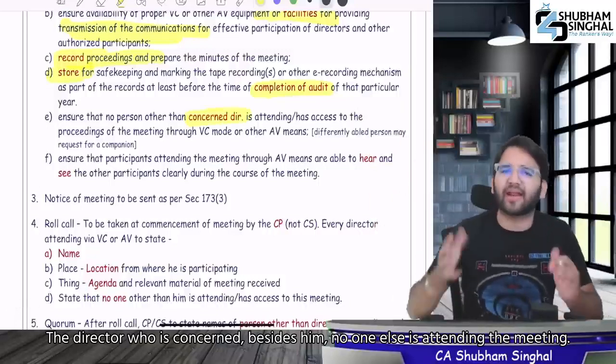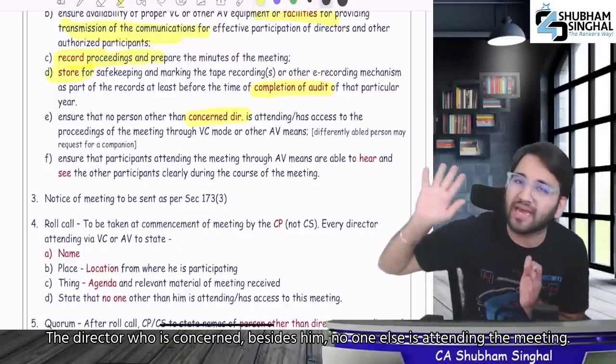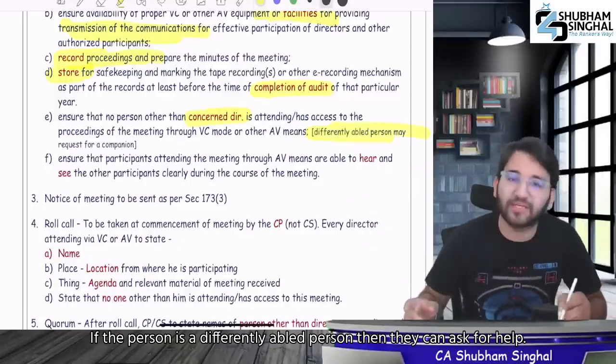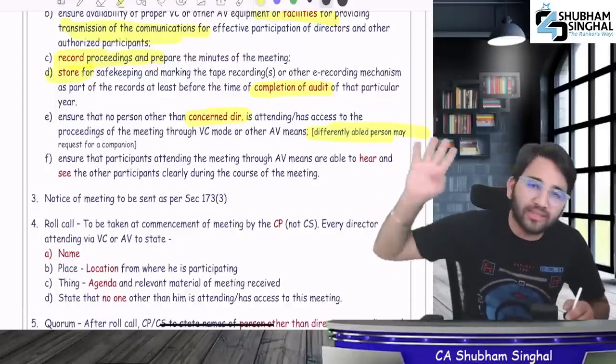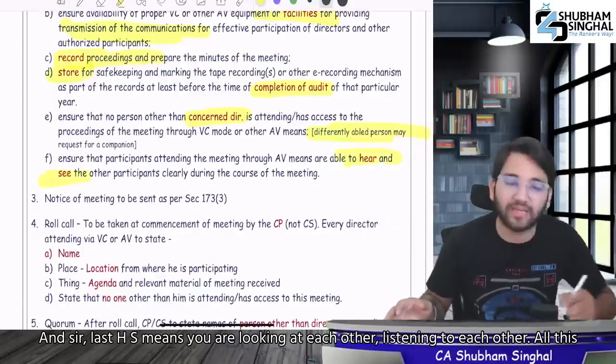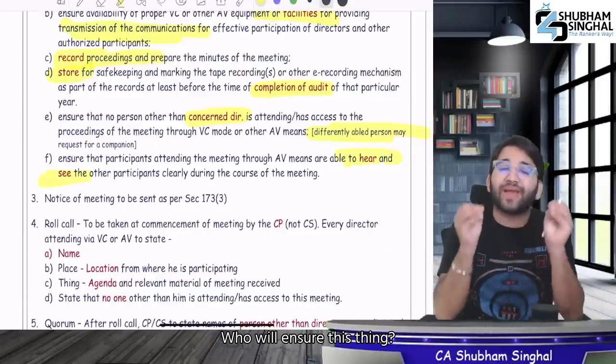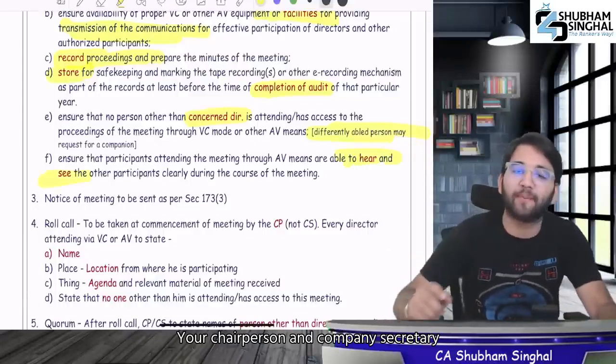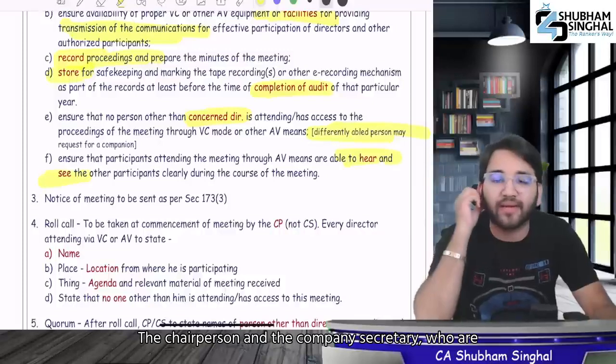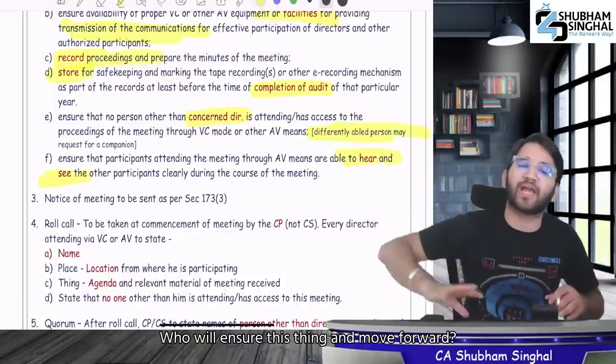Moreover, besides the concerned director, no one else is attending the meeting. If the person is a differently abled person, then they can ask for help. And HS means you are looking at each other and also listening to each other. Who will ensure this thing? Your chairperson and company secretary. Chairperson and company secretary will ensure this thing and move forward.